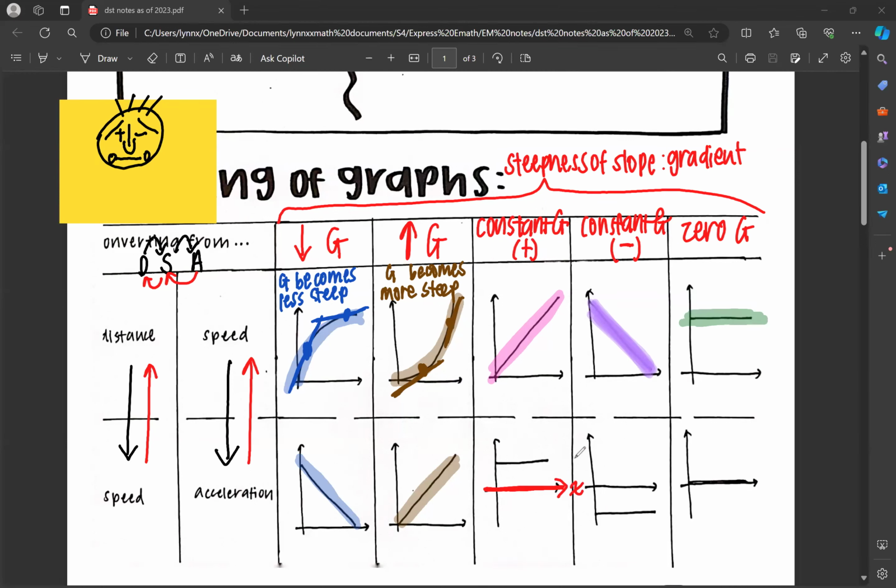X-axis. So above the x-axis means what? So write down above x-axis. Above x-axis means it's positive. Does it make sense right now that even though it's a horizontal line, because it's above the x-axis, it means it's positive? Do you understand so far?